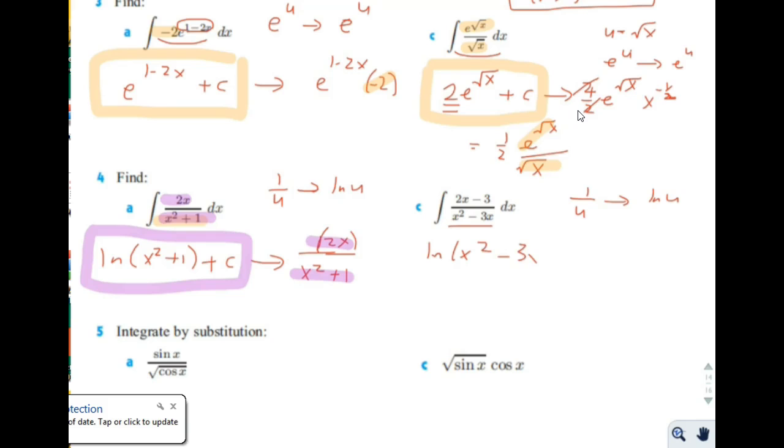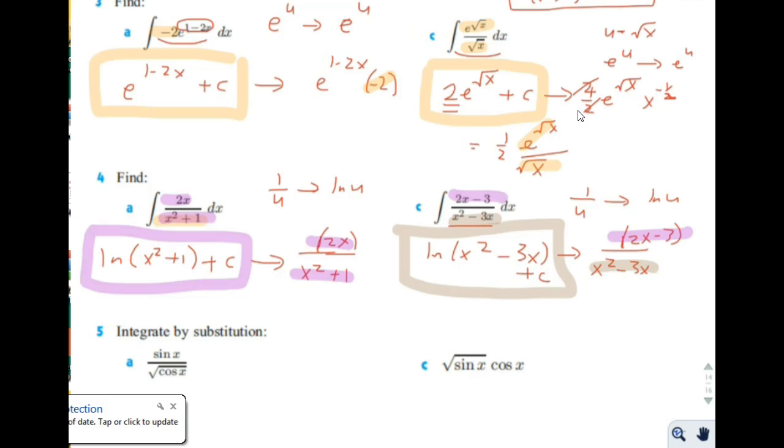X squared minus 3x. And if we take the derivative of that, it'd be 1 over x squared minus 3x. And then we'll take the chain rule, and that would give us 2x. Okay, oh, don't forget the plus c, of course. Now let's see if it matches. Oh, it would be 2x minus 3, right? 2x minus 3 using the chain rule. And then let's check to see if it matches the original function. 2x minus 3, 2x minus 3. X squared minus 3x, x squared minus 3x, it matches. So our function would be this.